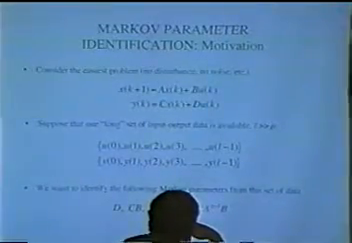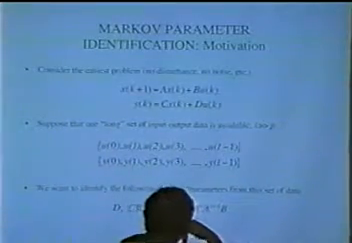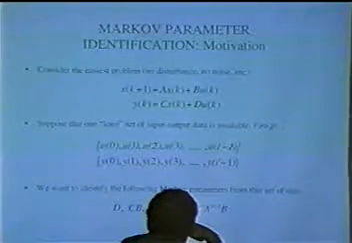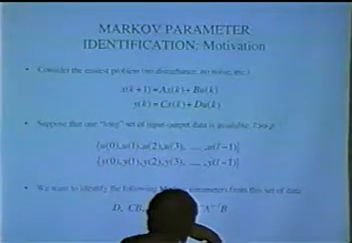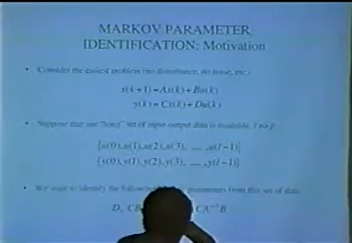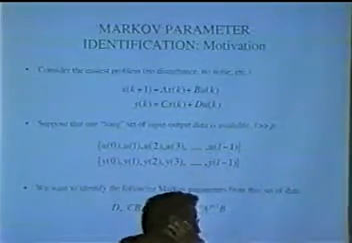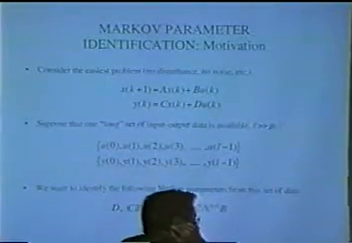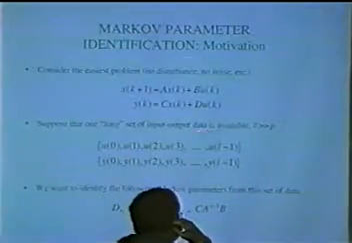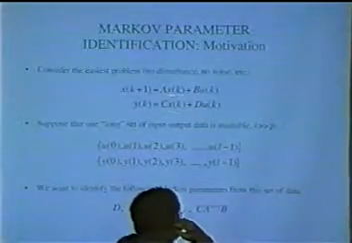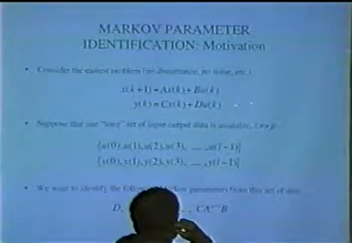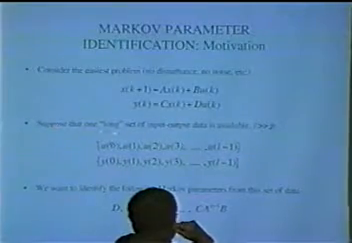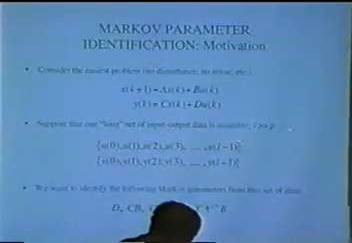Now that I showed you the Markov parameters are the relevant parameters, we are going to talk about identification of these Markov parameters. Now this is a fun problem, and I'll show you why it's fun. Think about the easiest problem you can think of. Starting from the state space model, A, B, C, D, no disturbance, no noise. Now imagine you have a long set of input-output data available.